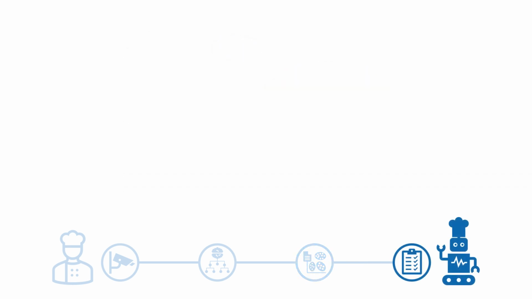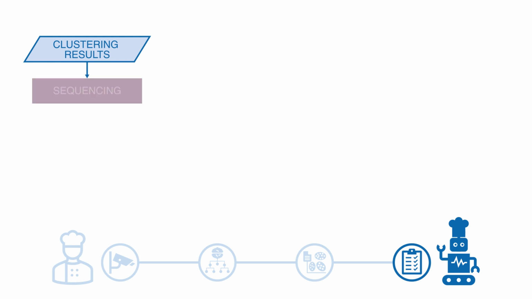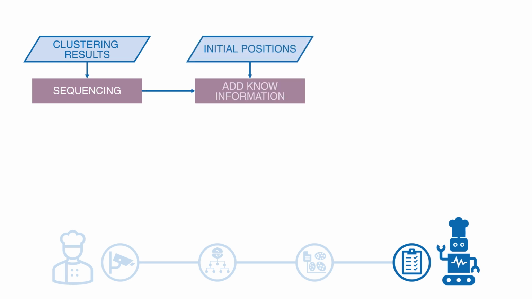Generate a PDDL, translating the knowledge gained into a planning language. In the next step, we combine all the collected information into a plan. To do this, we use the results of clustering, including classification. These are used to create sequences that summarize specific sections of the frames. By adding the initial positions of the known objects, we can now create a plan.